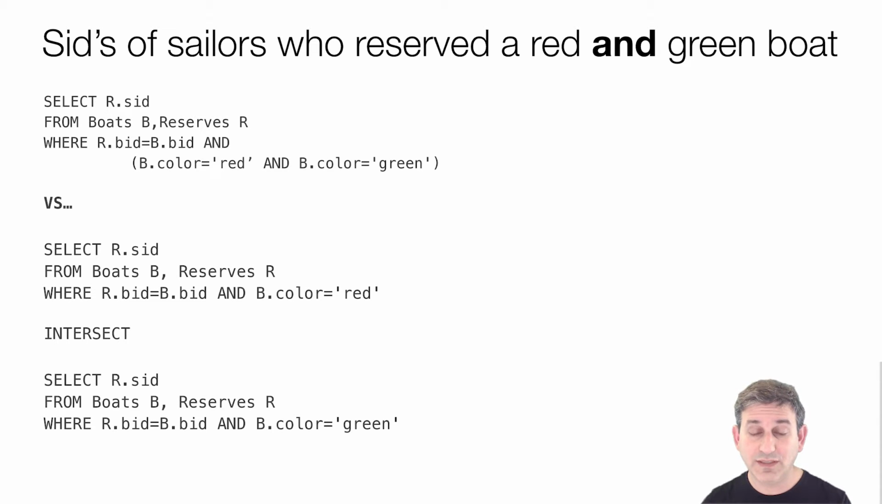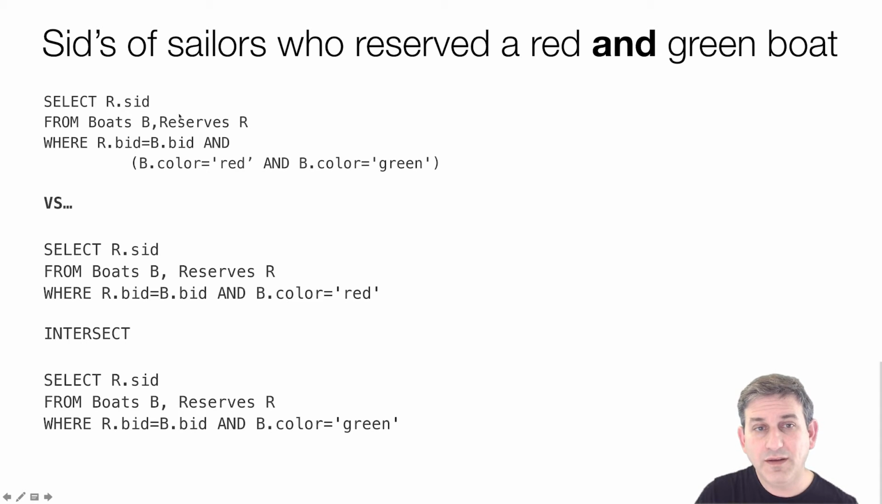Versus this query, which is going to take the red boat reservations, just like we did before, and we're going to intersect that set of SIDs with the green boat reservations. All right, you should get a sense that these are different. Now think about why for a minute. The second query is going to have a tuple in the output if that sailor ID appears in the red boats and that sailor ID appears in the reservations for the green boats, right? So if you've reserved a red boat and you've reserved a green boat, you'll appear in both of these queries, and therefore you'll appear in the intersection.